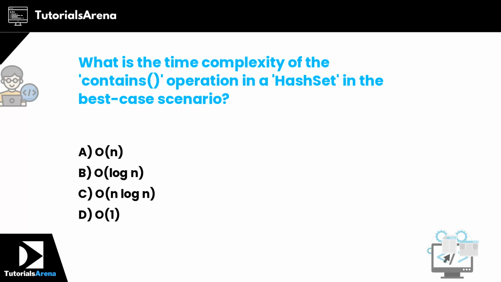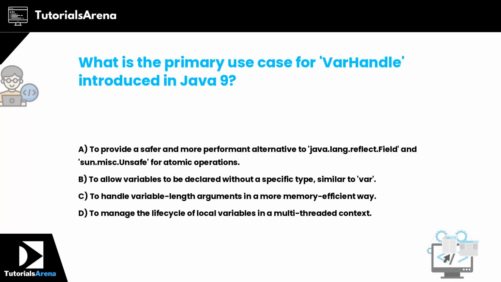What is the time complexity of the contains operation in a HashSet in the best case scenario? Answer is D. O(1). What is the primary use case for VarHandle introduced in Java 9? Answer is A, to provide a safer and more performant alternative to java.lang.reflect.Field and sun.misc.Unsafe for atomic operations.